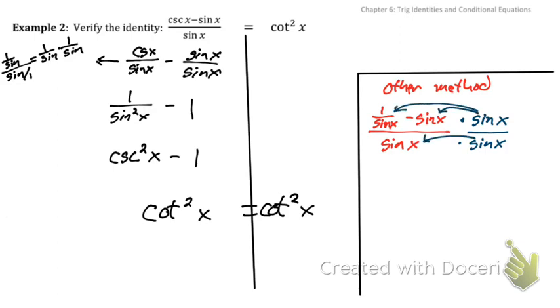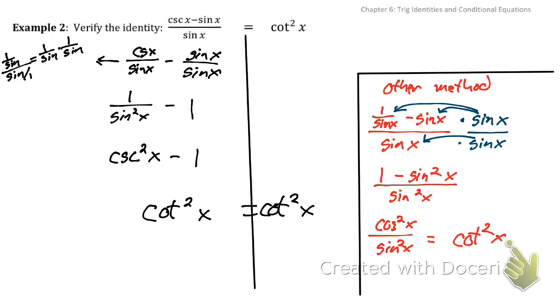Now that's going to get distributed to both things. This sine x is going to go to that one. And we are going to have sine x divided by sine x is just 1 minus sine squared x over sine squared x. Well, 1 minus sine squared is just cosine squared over sine squared x, which equals cotangent squared x.